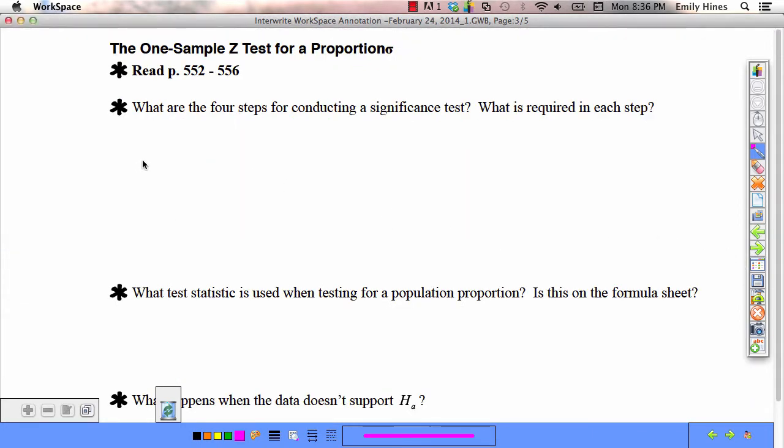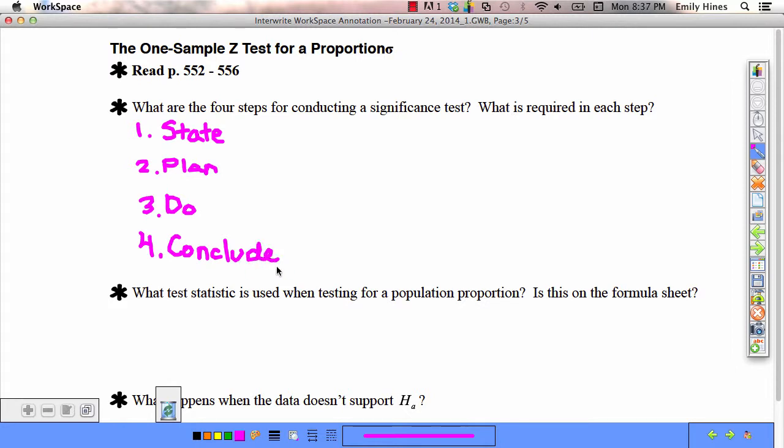Okay, so let's talk specifically about the 4 steps. You know what the 4 steps are. We've done them all year long. They have not changed. They will not change. State, plan, do, conclude. What do you need to do in each of these steps?